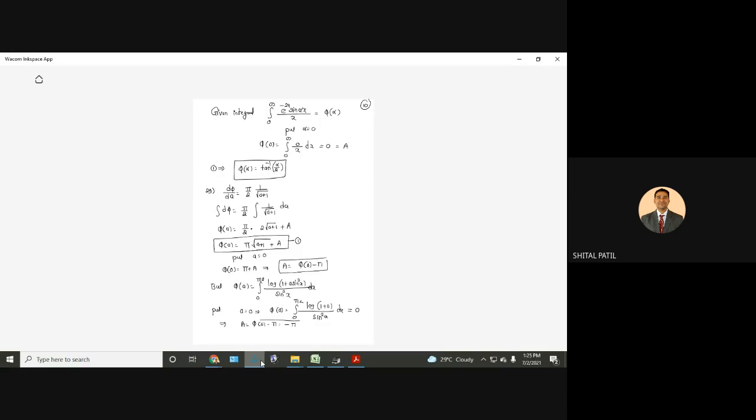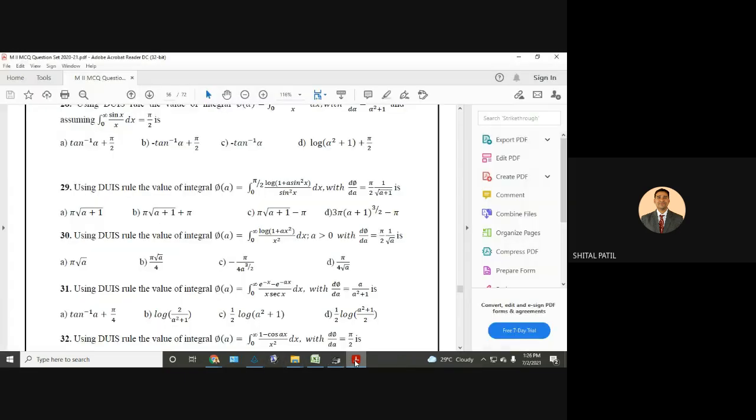A is minus pi. This is the answer. Pi root of a plus 1 minus pi. Yes, that is there. C option.